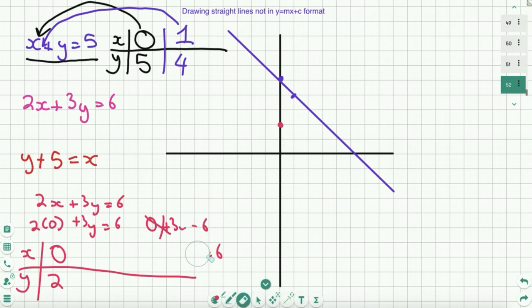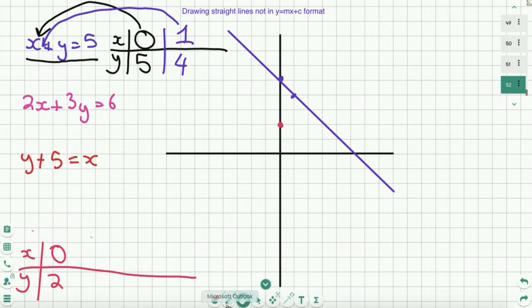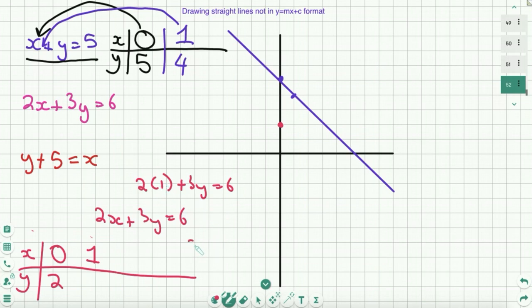Let's choose another coordinate. So same equation, 2x plus 3y is 6. Let's say x this time is 1. So I'm going to replace x with 1. So 2 times 1 plus 3y is 6. Well, 2 times 1 is 2. So 2 plus 3y is 6.